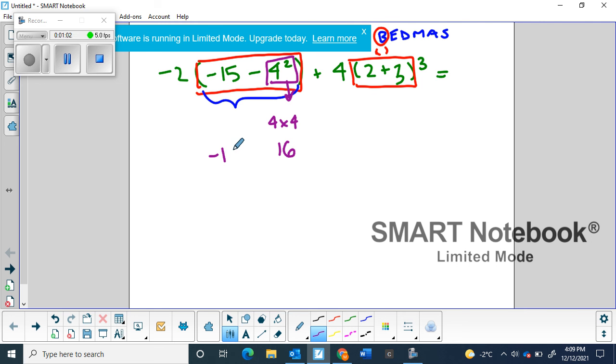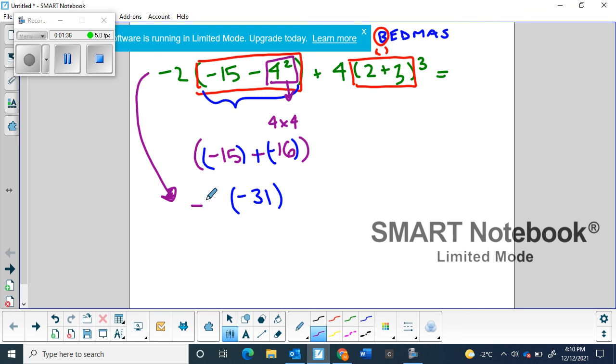And then I'm going to rewrite everything else inside the brackets because I'm still not done solving. All right, now I'm still inside the brackets, and I'm going to go negative 15 minus 16. Well, whenever we're subtracting, we're going to turn that into a positive, and we change the sign of the number behind it. So we have negative 15 plus negative 16. In total, we have 31 negatives. So now that inside of the brackets part just became negative 31. And now I'm going to rewrite this whole equation with that new answer in the rectangle. So we got negative 2, negative 31 plus 4, bracket 2 plus 3 to the exponent 3.